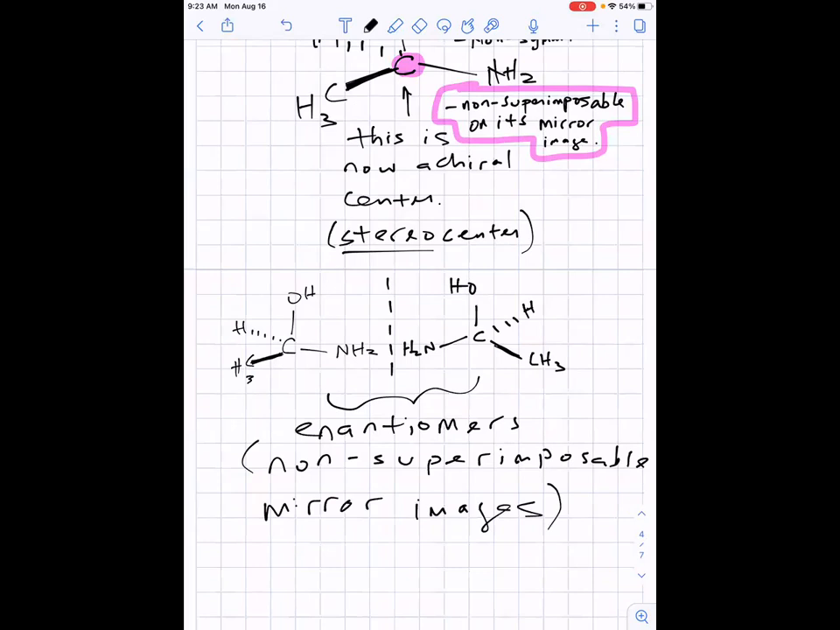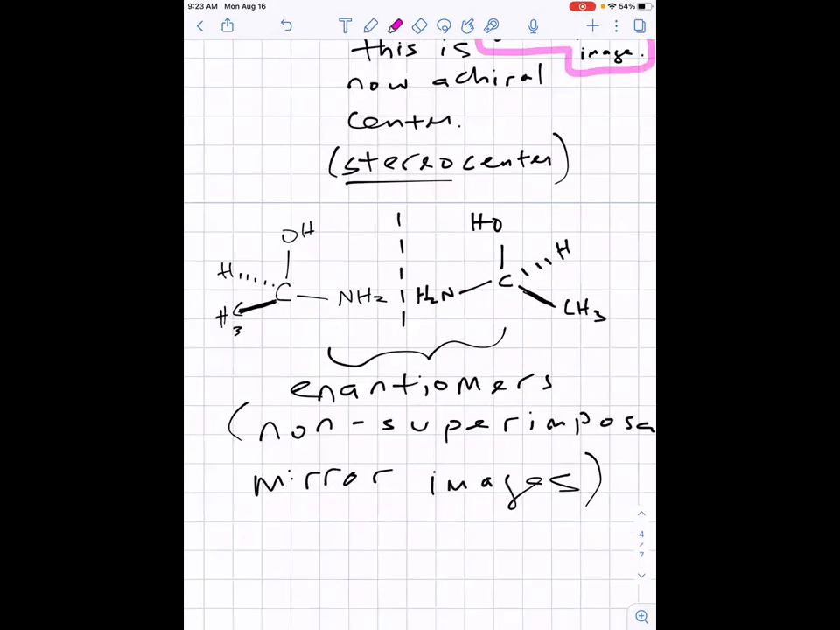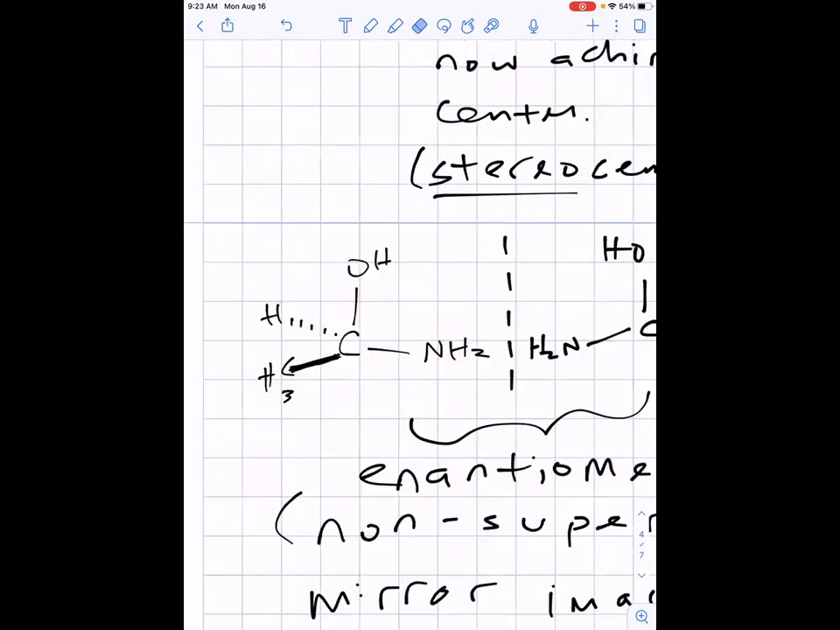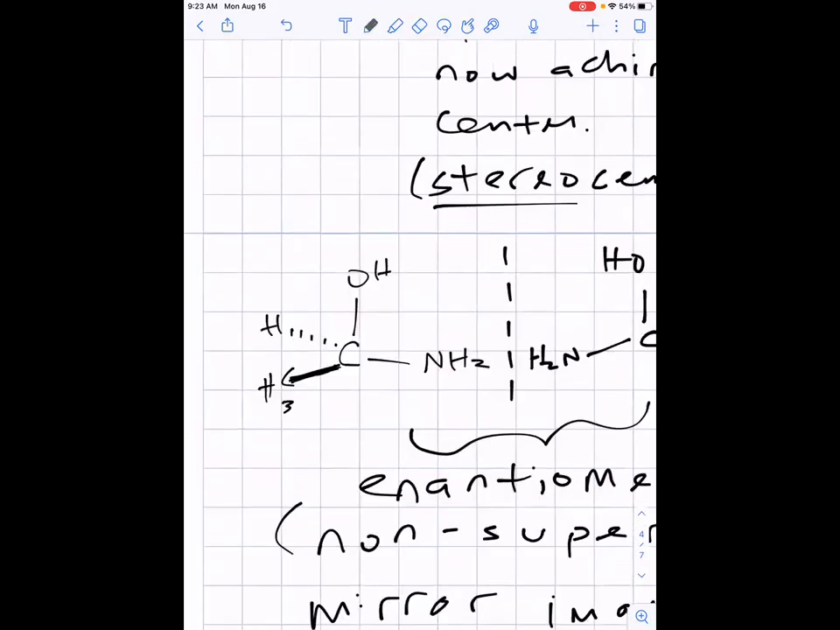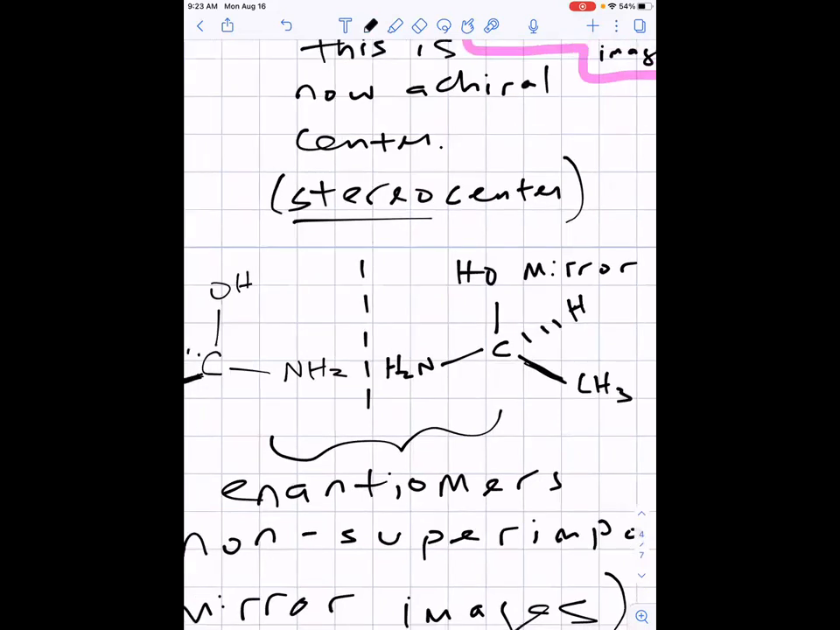Now, what does it mean when I say superimposable? It means that if I took the mirror image and flipped it over to lay it on top of the original image. So we're going to call this the original. Let me move that down. I don't want to put it on that line. So that's my original image, and this is the mirror image.